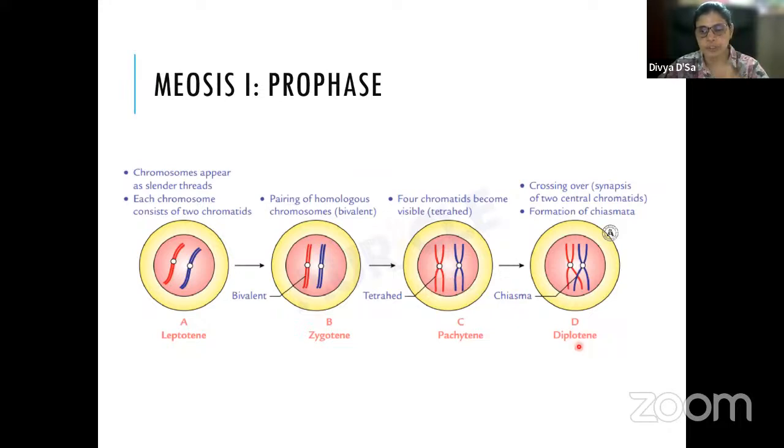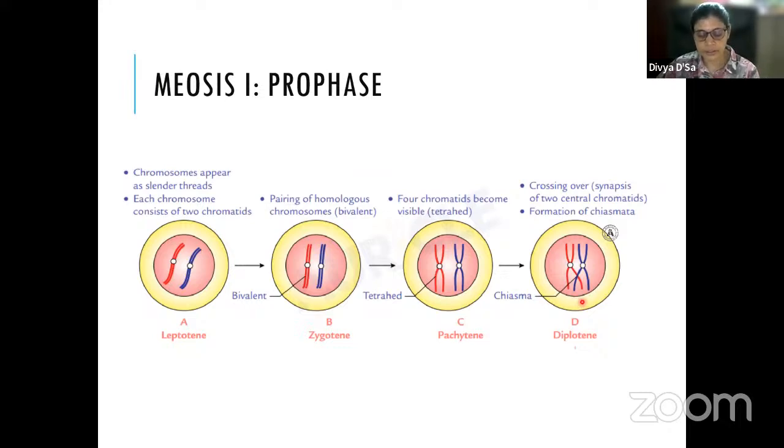Okay, so this will go into the next stage, the diplotene stage. Crossing over of the 2 central chromatids happens, and that cross configuration is known as the chiasmata. So this is the formation of chiasmata. And in the diplotene stage, by this time, the paired homologous tetrad chromatids start to separate.